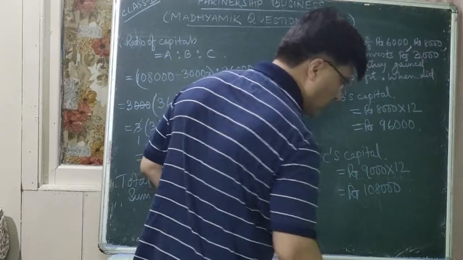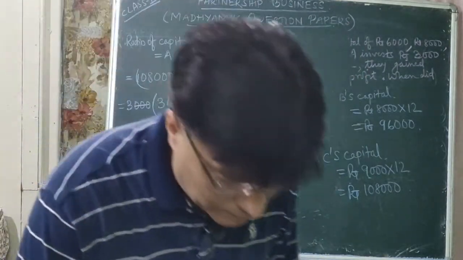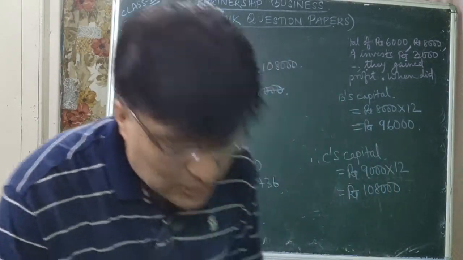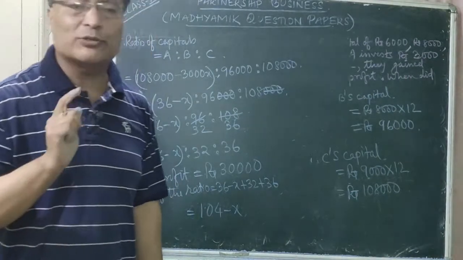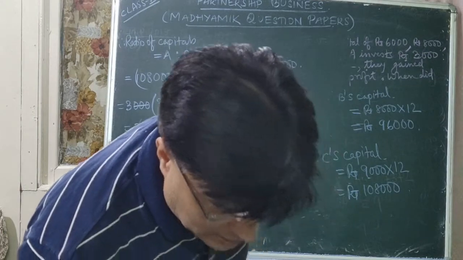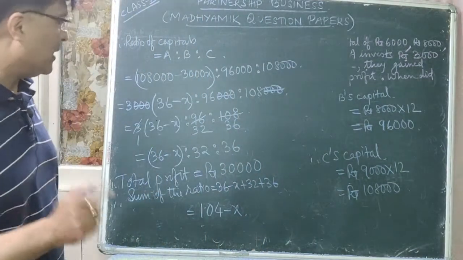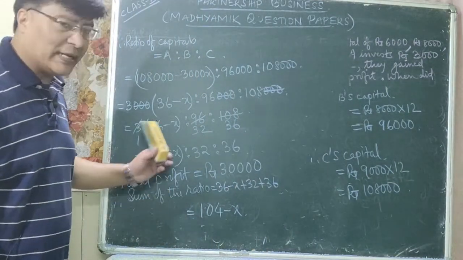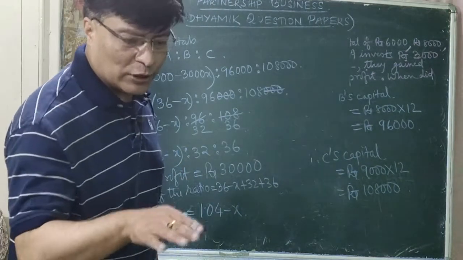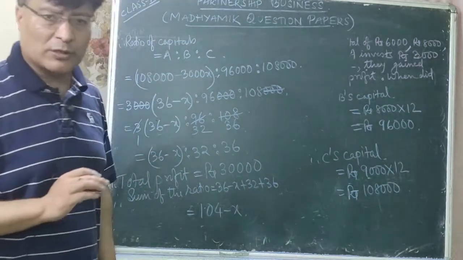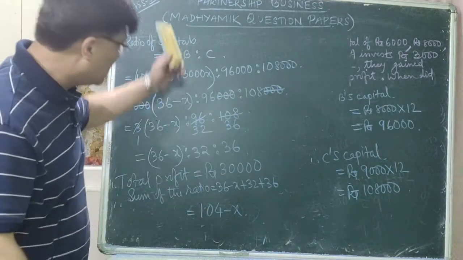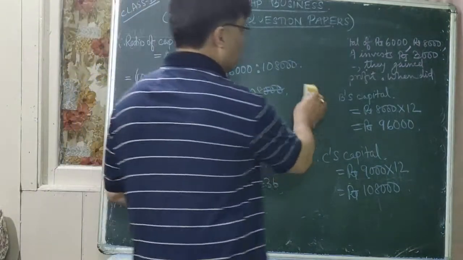Okay? So here the question says C got rupees 10,800 as profit share. How much is C getting? Profit share rupees 10,800. So what do we find from here? Let us find the profit of C. First, let us find it ourselves. Don't use this profit of C from the question now. So let us find out the profit of C from here.